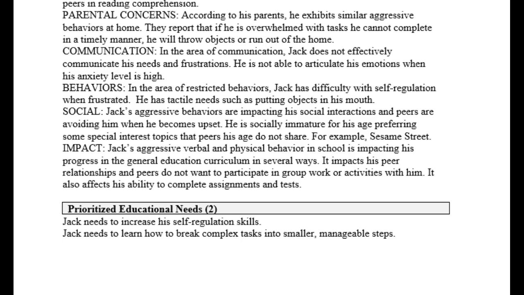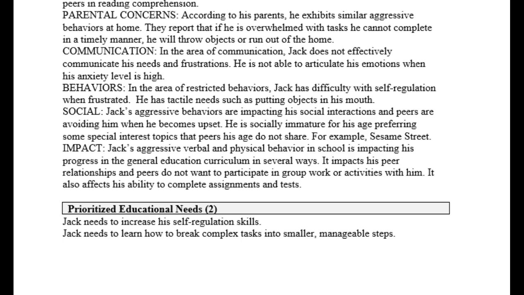Now, if it's autism spectrum disorder, that's what qualified them, and you have to pull out and include in present levels the communication, the socialization, and the behaviors. In the area of communication, Jack does not effectively communicate his needs and frustrations. He's not able to articulate his emotions when his anxiety level is high. Under behaviors, Jack has difficulty with self-regulation when frustrated. He has tactile needs, such as putting objects in his mouth. And socially, his aggressive behaviors impact social interaction, and peers are avoiding him when he becomes upset. He's socially immature for his age, preferring some special topics that peers his age do not share, for example, Sesame Street.